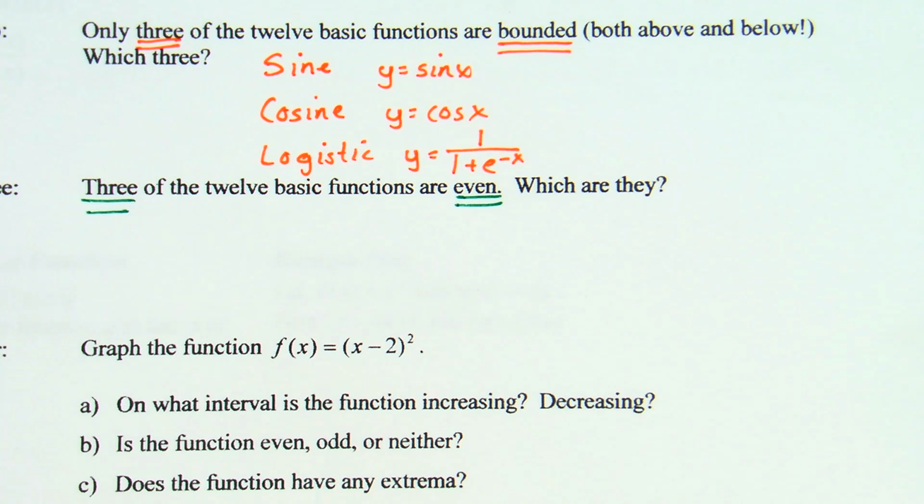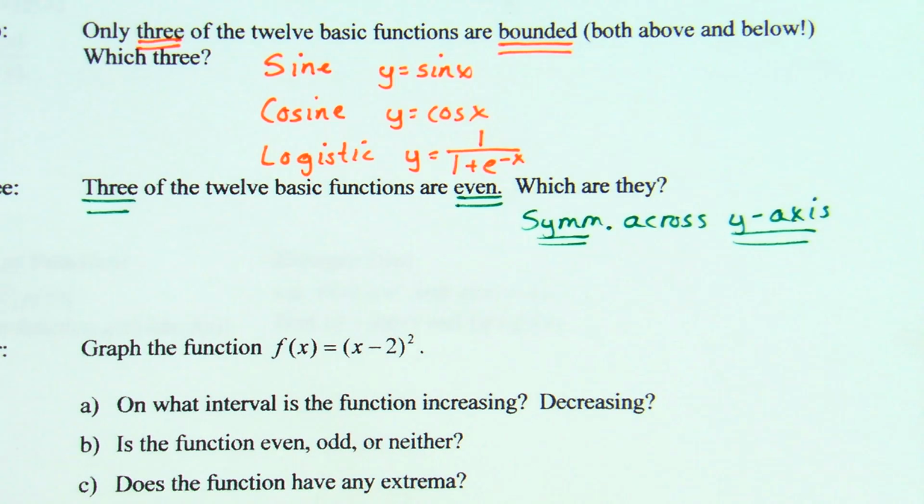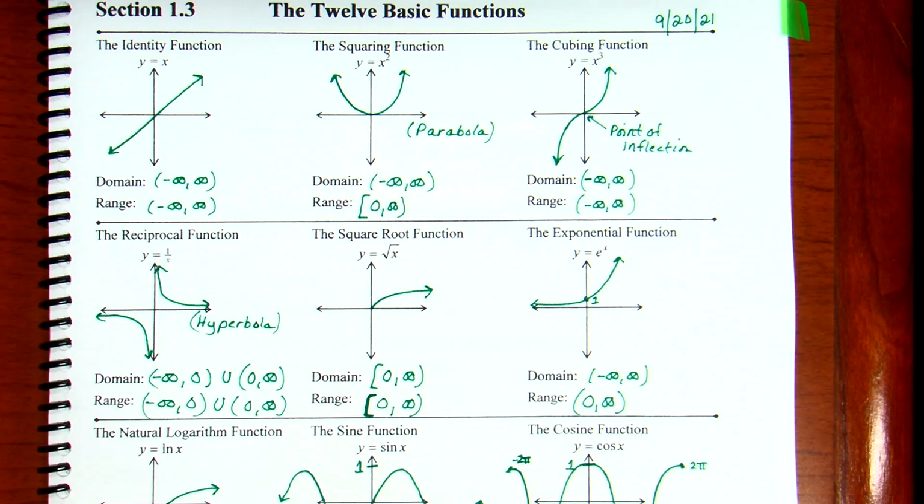Okay. Yes, it also has that whole f of x equals f of negative x thing. But if we're looking at the graphs, isn't it easier to just look for symmetric across the y-axis? So can you spot 3? Give me one, Jacob.